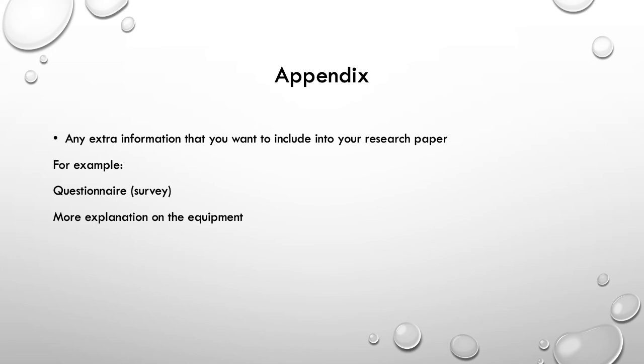Appendix is where we add the extra information. So if you have extra information that you want to include in your research paper, usually a questionnaire, you will include this as an appendix at the end of your research paper after references.